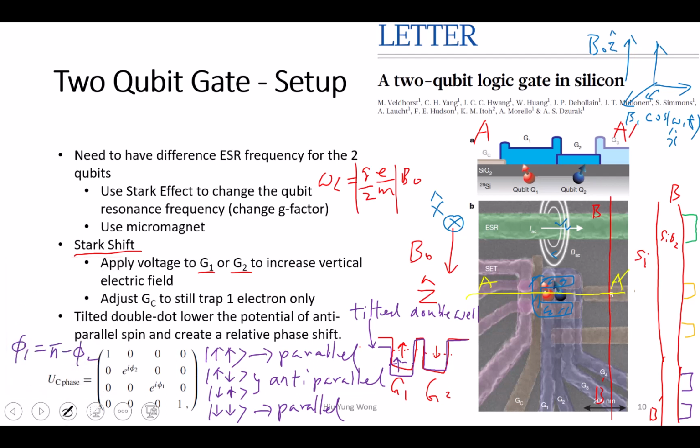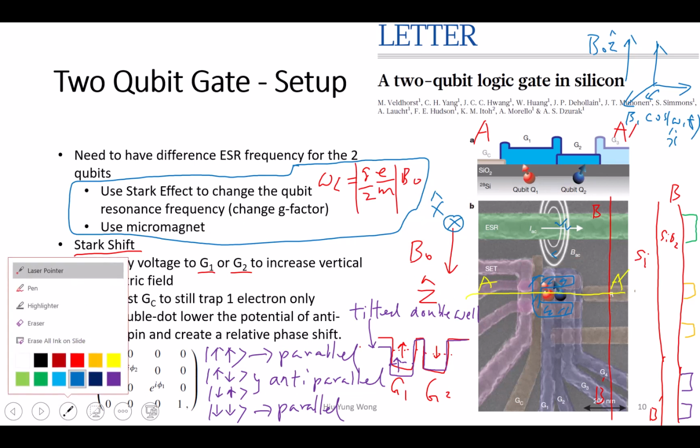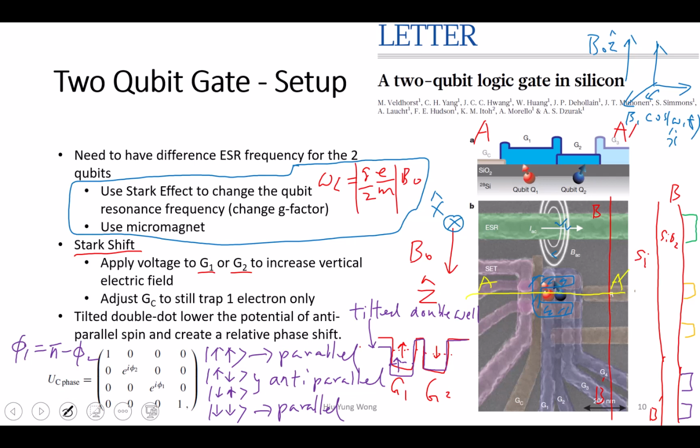Let me clean up a little bit. This part belongs to this part. I'm talking about how to change the gyromagnetic ratio, and I forgot to say that besides using the Stark effect, you can use a micromagnet. Make it close so that you have a different magnetic field. Then you can change the resonance frequency, and this whole thing is about this figure.